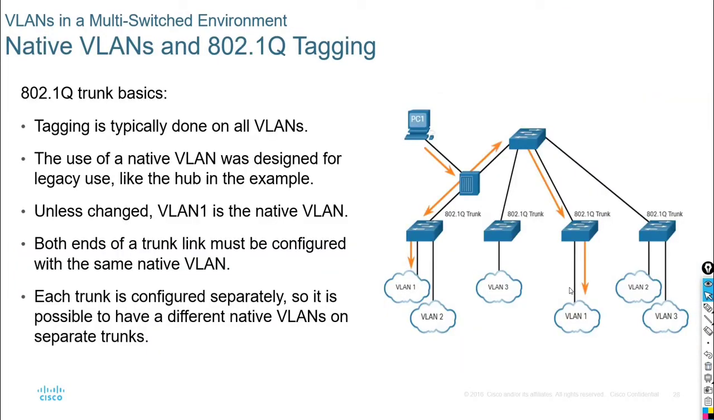Next, native VLANs and 802.1Q tagging. 802.1Q trunk basics: tagging is only done on VLANs here. The use of native VLAN was designed for legacy use, like a hub, for example. Unless changed, VLAN 1 is the native VLAN. Both ends of the trunk must be configured with the same native VLAN, and each trunk is configured separately. So it is possible to have different native VLANs on separate trunks.